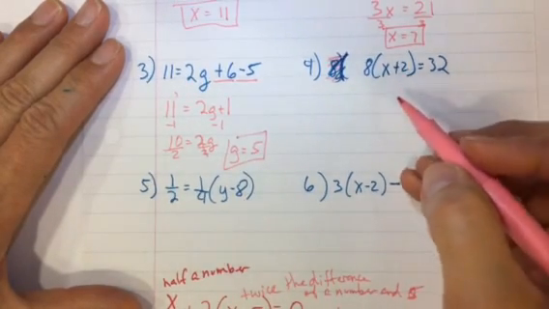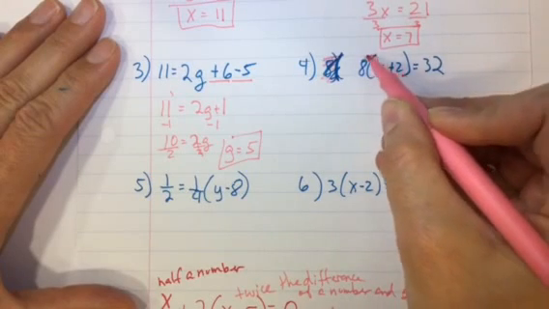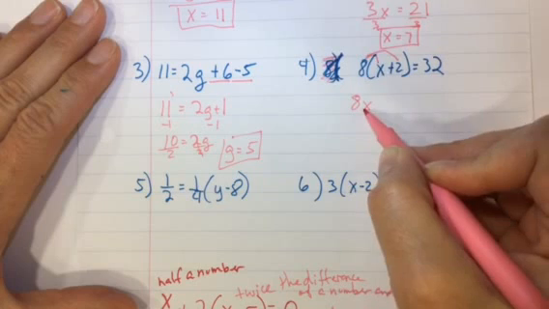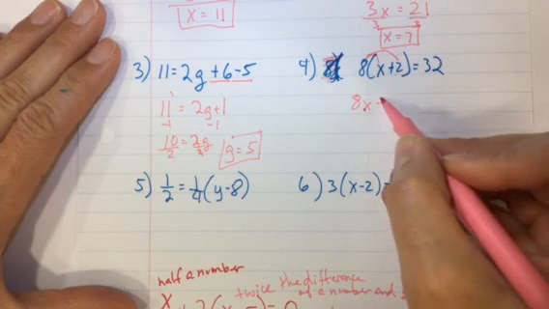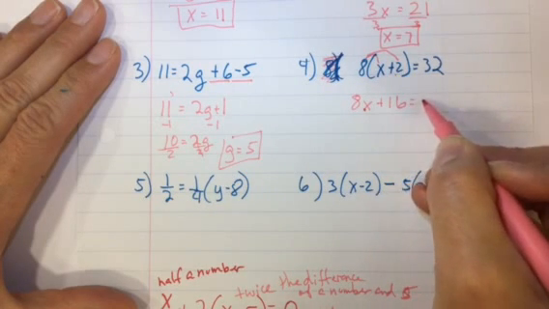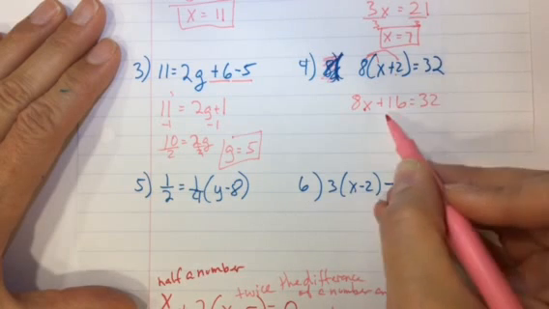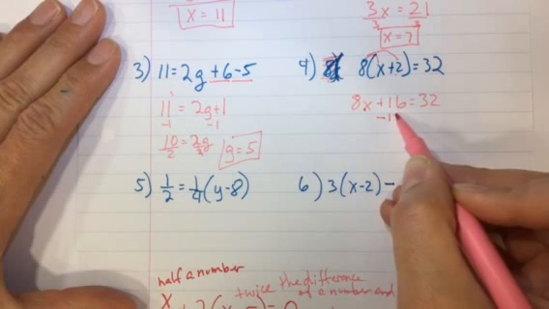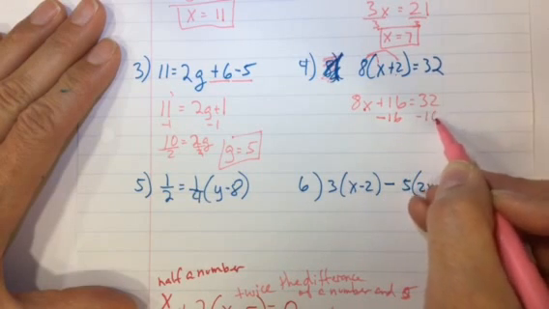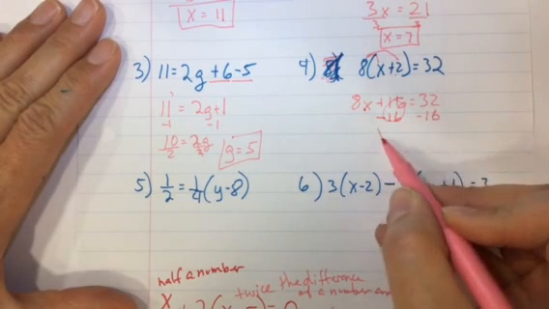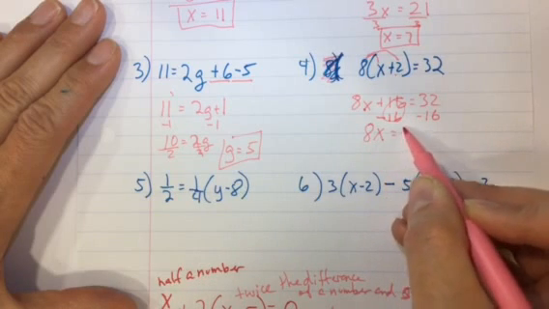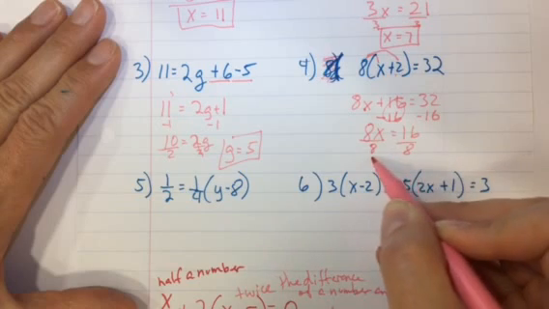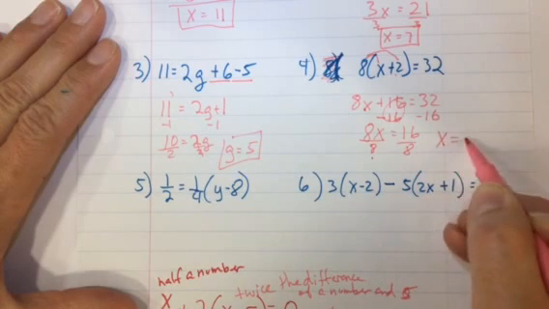Okay, for this problem, we need to distribute before we do anything. So 8 times x is 8x. 8 times 2 is 16. This is equal to 32. Then we need to zero the constant, and it's 8x equals 16. Divide both sides by 8, and x is equal to 2.